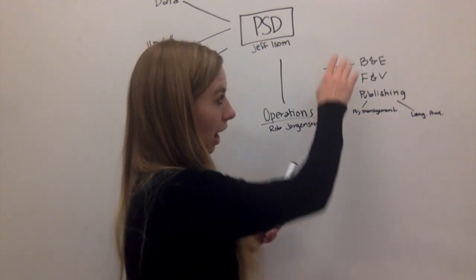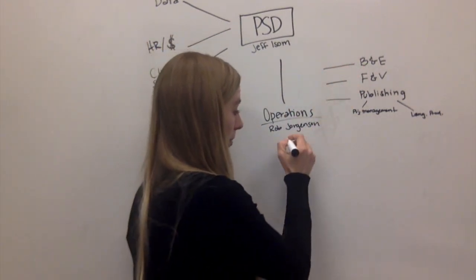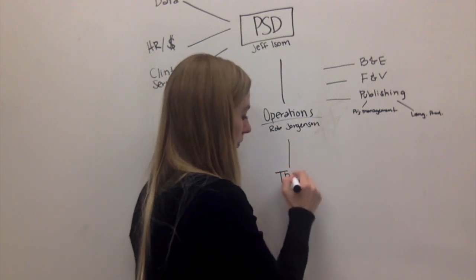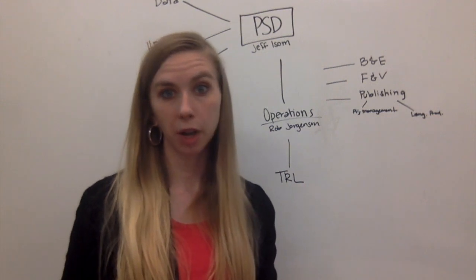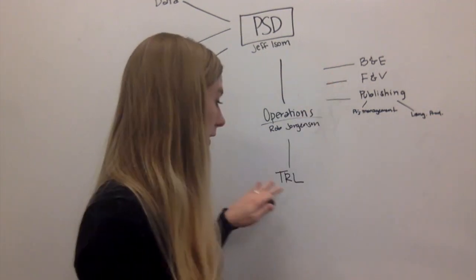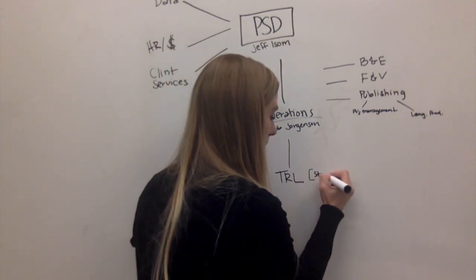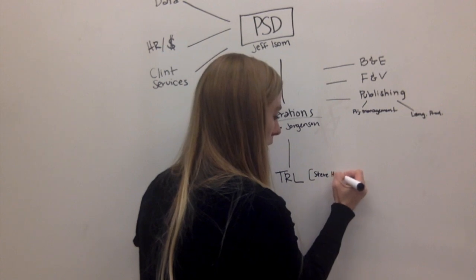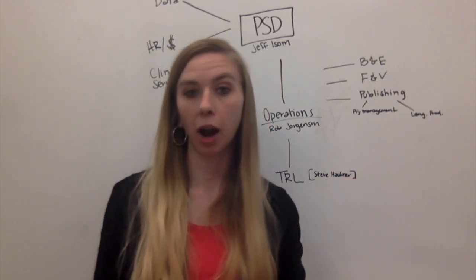Then out of these, I mentioned there are 4 primary groups, so these are 3, and then I'm going to put translation down here. So these are the 4 major operations groups under Rob Jorgensen. Each of these has a different director. Steve Hobner, I'm going to put right here, used to be our director. He is no longer. He hasn't been, as I mentioned, for a couple of months.